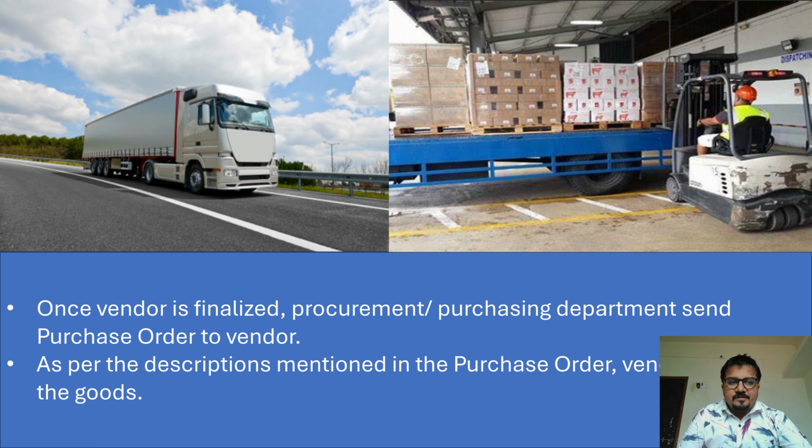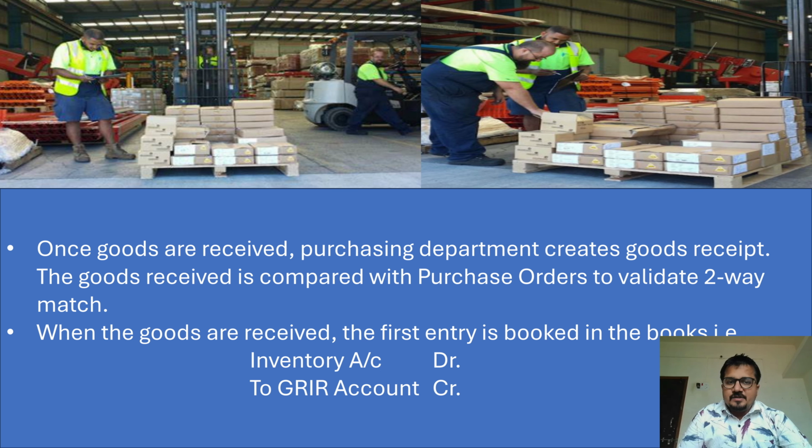Okay, so now next stage, once goods are received, the purchasing department creates a goods receipt. The goods received are compared with purchase orders to validate the two-way match. When the goods are received, the first entry is booked in the books, that is inventory account debit to GRIR account. So in the P2P cycle, the first entry we book is when we receive the goods and the entry is inventory account debit to GRIR account. Okay.